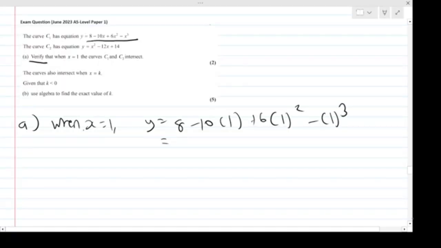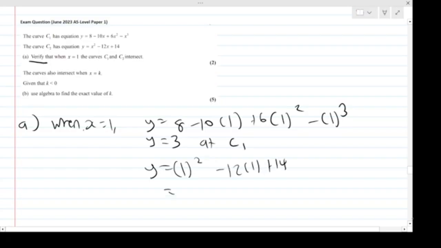So I put that in the calculator, I get y is 8, take away 10 lots of 1, plus 6 of 1, minus 1, I get 3, okay? So y is 3 at C1, and then at the other curve C2, y is x squared, which is 1 squared when x is 1, minus 12 lots of 1, plus 14. So put that in the calculator, get 1 minus 12 plus 14, and indeed I get 3, okay?